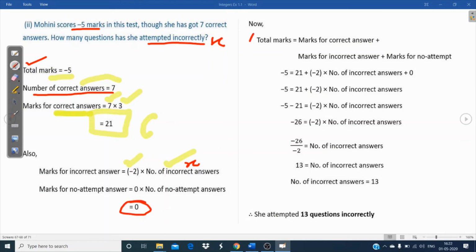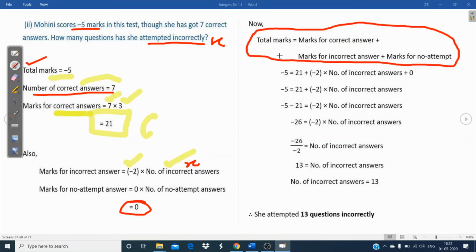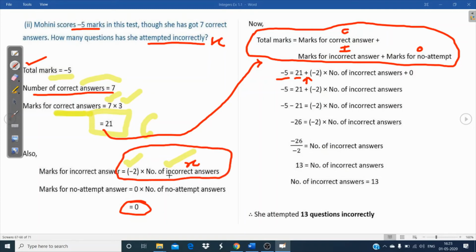Now we can write this equation like this: total marks scored by Mohini will equal the score from the correct answers, plus the score from incorrect answers, plus the score from non-attempted answers, that is 0. So what is the total marks? Minus 5. From correct answers, what marks are you getting? 21. So we put 21 here with this plus sign. Then marks from incorrect answers, minus 2 multiplied by the number of incorrect answers.